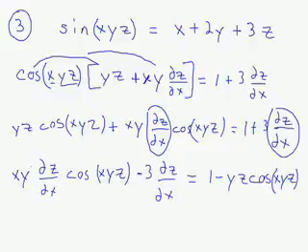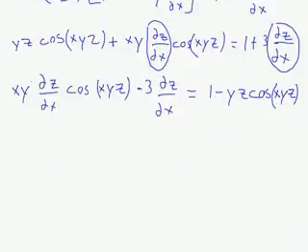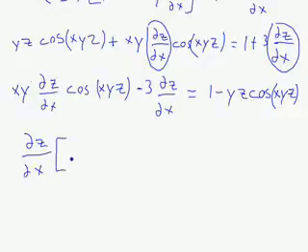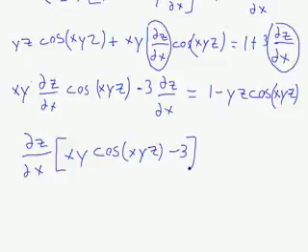Let me make some room here. Okay. Now on the left side all I have to do is factor out dz/dx, the partial of z with respect to x. What's left inside is x y cosine xyz minus 3. And then the right side hasn't changed.